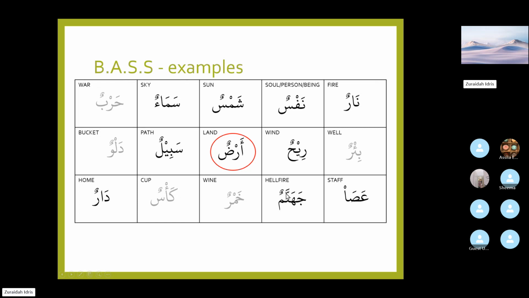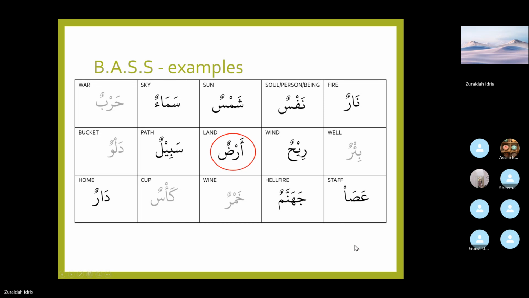Jahannam, less than 100 times, about 70 odd. There is some argument about the number of times Jahannam has appeared. But the most is actually the earth. And this appears a staggering 461 times in the Quran. 461 times. Subhanallah.